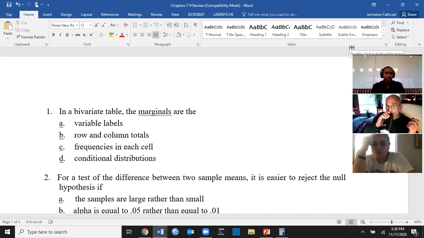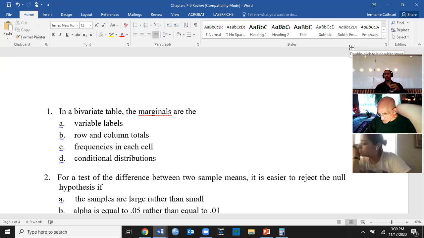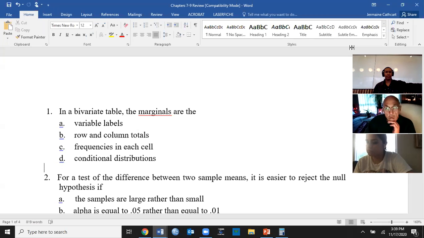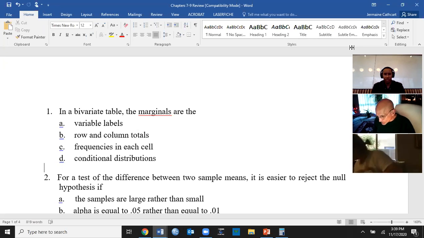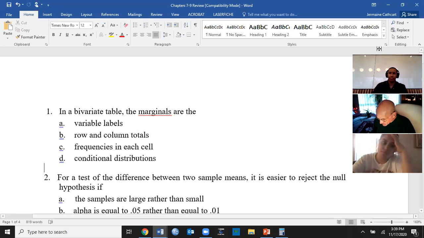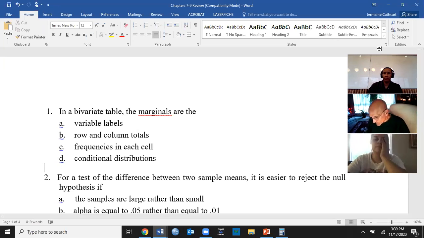Okay. So, first one, in a bivariate table, the marginals are the what? B. B, so the row and column totals. So that's probably just something you need to memorize. Just remember that it's just a different name. It's just a different definition. So marginals and totals are the same thing. Good. All right, so let's take a look at number 2.